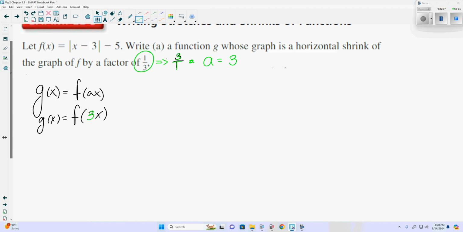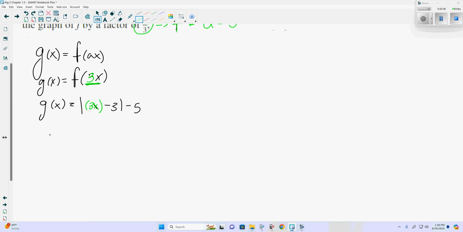So for this next step, we take every x in f of x and replace it with 3x. So we'll still have the absolute value bars, but instead of x, we now have 3x. We still have the minus 3, absolute value, minus 5. There's not a number or sign in front of our 3x, so we can drop the parentheses, telling us that we have the absolute value of 3x minus 3 minus 5.